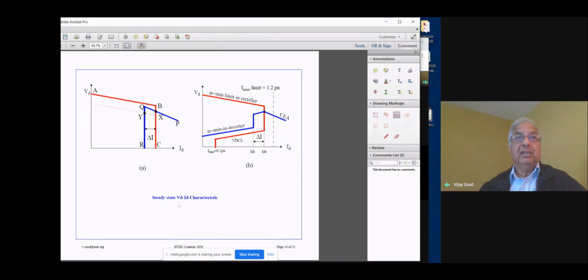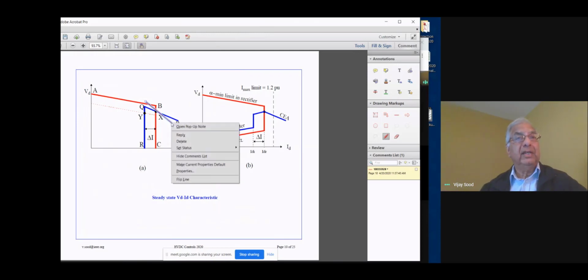For instance, let's say if this characteristic is something like this, the slope is quite steep over here, and that slope is a reflection of the commutation impedance at the inverter end. Now you can see the operating points will now be, there will be X, there will be another operating point at this point over here, and then there's an operating point over there. So now you can have multiple operating points, and this can be a problem, especially when you have a weak AC system operating at the inverter end.